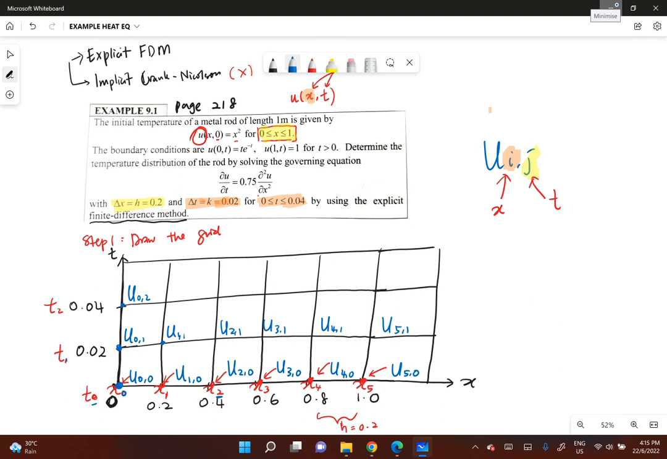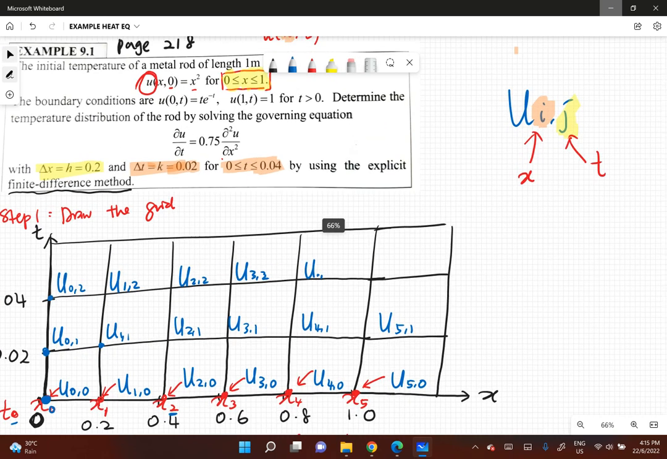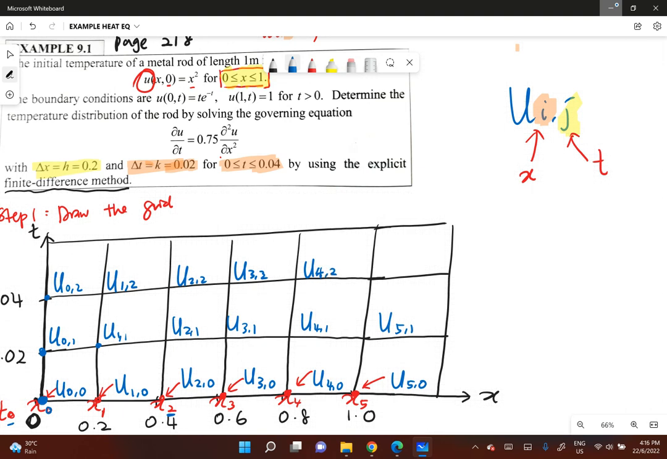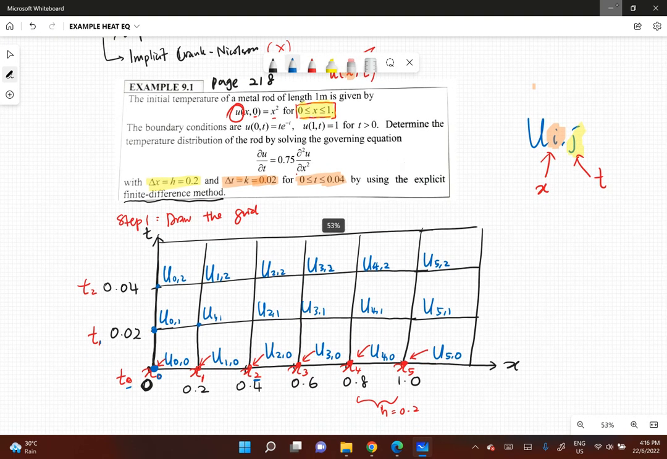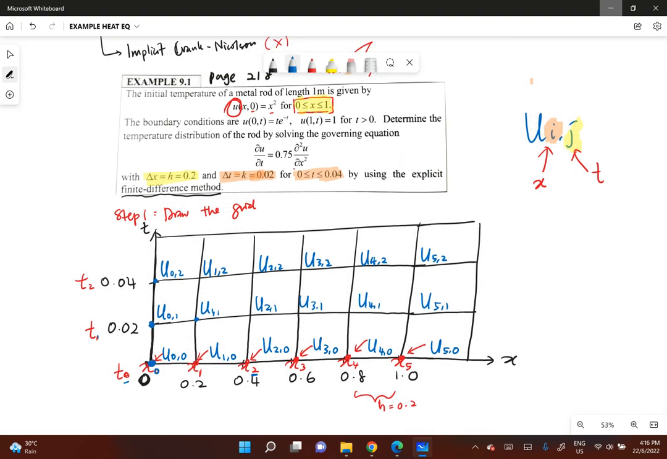So this is U12, U22, U32, U42, U52. Okay, you write all the name, you name all the grid here first. So this is the first step. Okay, and after that, we have to consider this is the step 1, and then we go to the step 2.